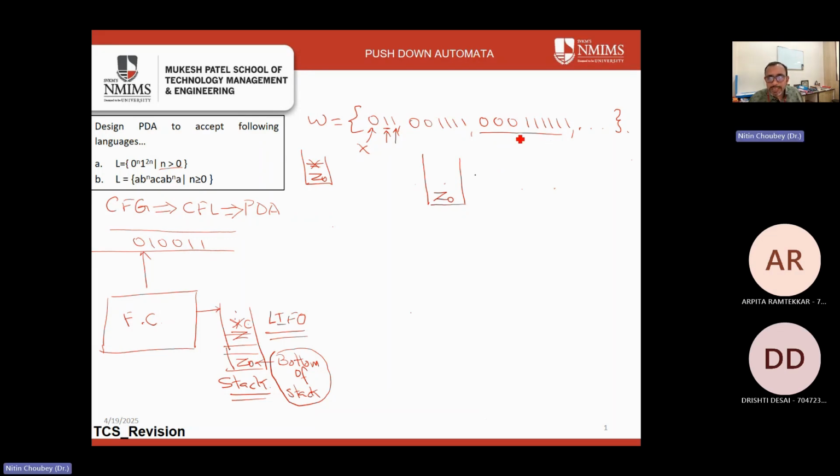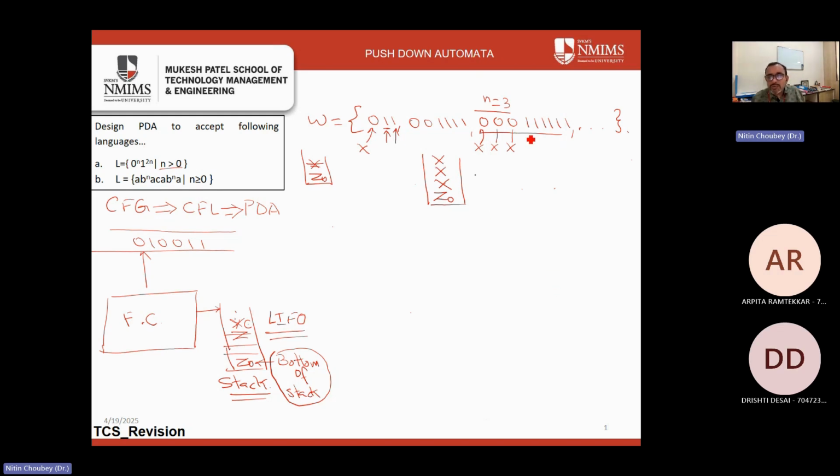I'm explaining it for this new string. Here n is equal to 3, so ultimately 3 zeros followed by 6 ones. For each 0, we need to check whether we have twice the number of ones than zeros. So for each 0, we'll push one symbol onto the stack. Let's say we are pushing X for each of the zeros coming in the input. For the first 0, we have pushed one X. For the second 0, we'll push another X. For the third 0, we'll push a third X.